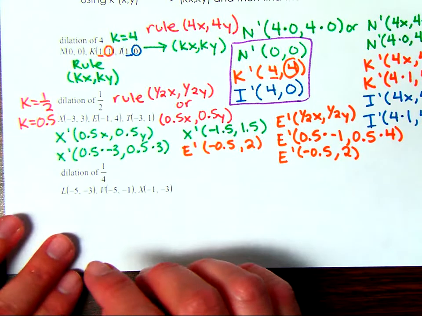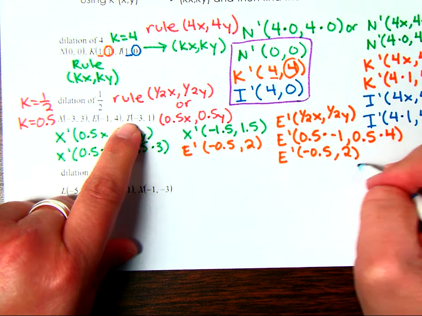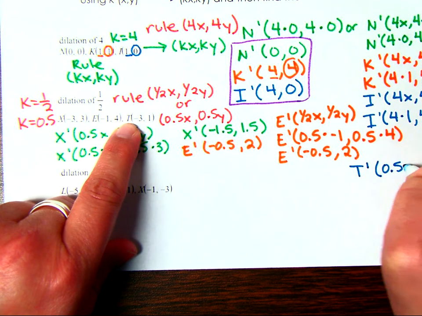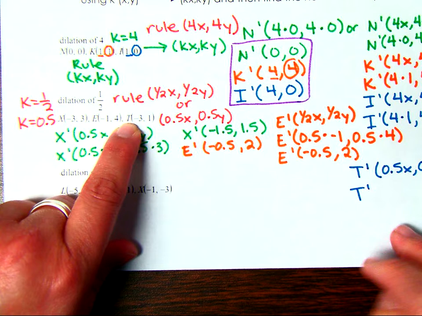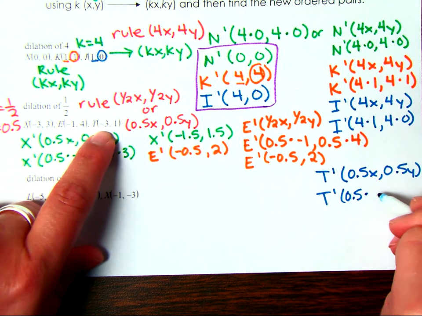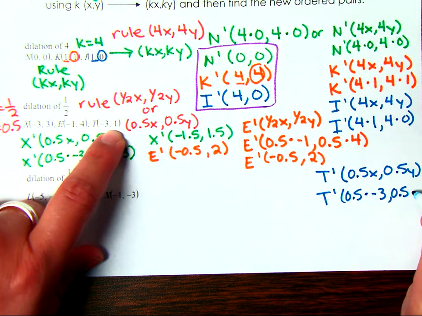And then our last ordered pair for t, just kind of using my work over here, so t prime, my rule is 5/10 x, 5/10 y. So now this is how I show my work. 5/10 times my original x was negative 3, and 5/10 times my original y for t was 1.